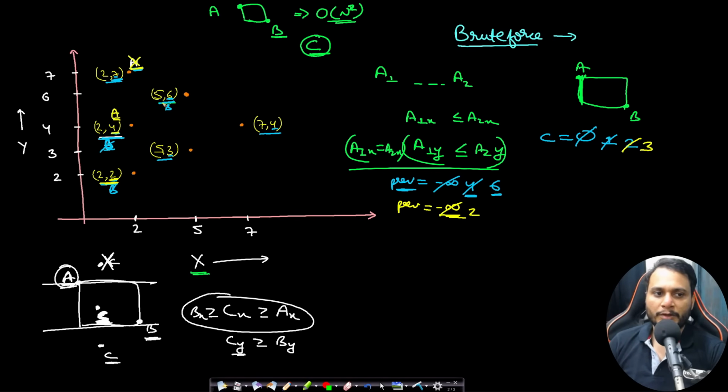Okay. Now this 5, 6 will not be considered, because if you see the y coordinate here, 6 is actually greater than this 4. So it cannot be considered as the bottom right corner.